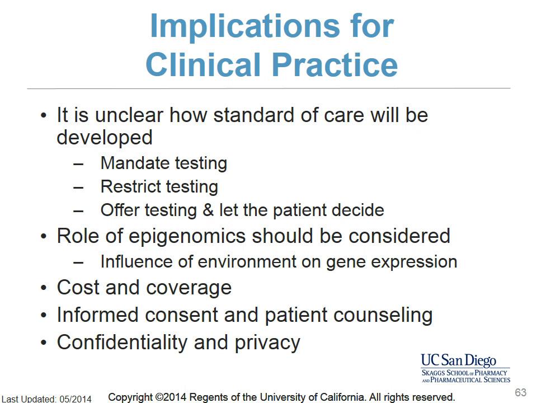It is unclear how the standard of care will evolve over time. There are still questions in practice that remain about mandatory testing, restricting the testing, or offering testing so that patients may decide to get the test or not. In addition to genetics, other factors such as epigenomics may become relevant. Epigenomics is the influence of the environment on gene expression. Issues of cost and coverage must be considered, as well as informed consent, patient counseling, confidentiality, and privacy.